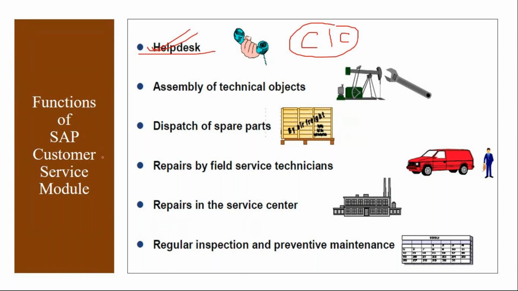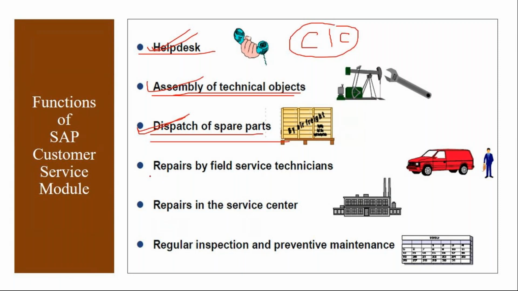First business process. Next one, assembly of technical objects. This means you sell the product to the customer and then the customer will ask you to send the technician for the initial installation. That is a business process. Next one, dispatch of spare parts. That means you sell the product to the customer, and after some time, the customer says that some spare parts got damaged. You deliver the spare parts, and I will do the repair myself. So that is spare parts delivery.